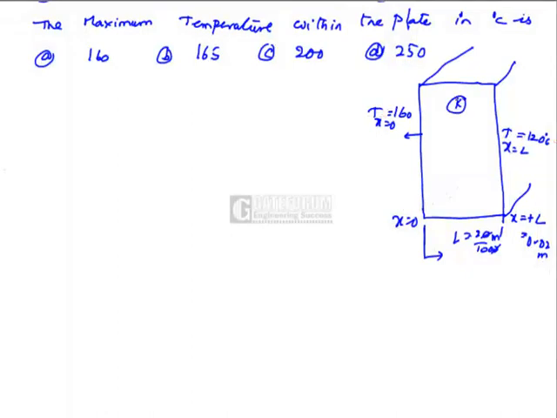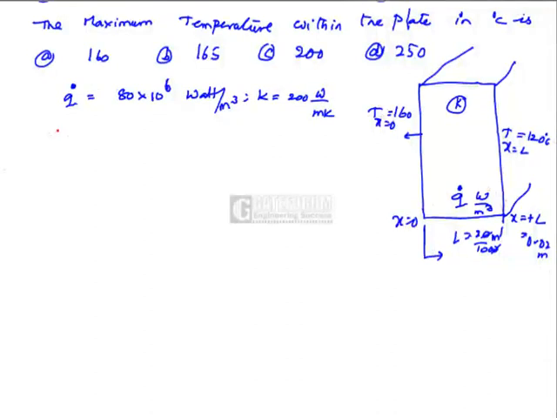Conductivity k is uniform throughout, and there is a uniform heat generation given in megawatt per meter cube, which could be converted to watt per meter cube. q dot is equal to 80 into 10 power 6 watt per meter cube. Conductivity of the slab is given as 200. Maybe it is aluminium.